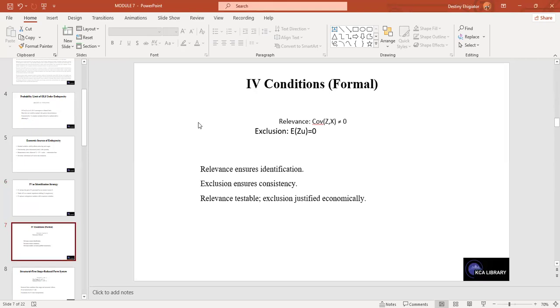IV conditions. This is for relevance, this is for exclusion. Relevance ensures identification, exclusion ensures consistency. Relevance is testable, exclusion is justified economically.